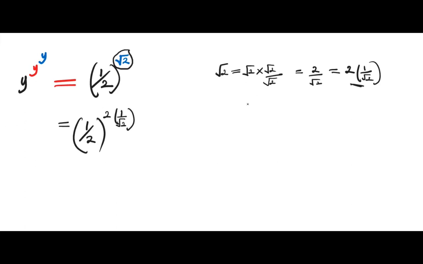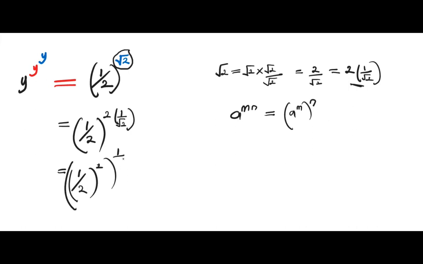So from this identity, a raised to the power of mn equals a raised to the power of m raised to the power of n. Okay, so from this identity we can write this in this way, right? So we're gonna have 1 over 2 raised to the power of 2 raised to the power of 1 all over root of 2.